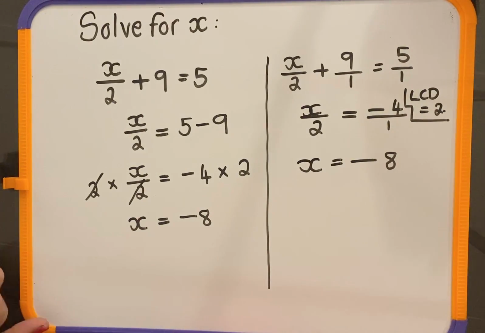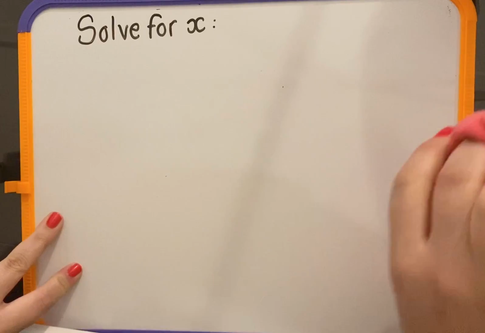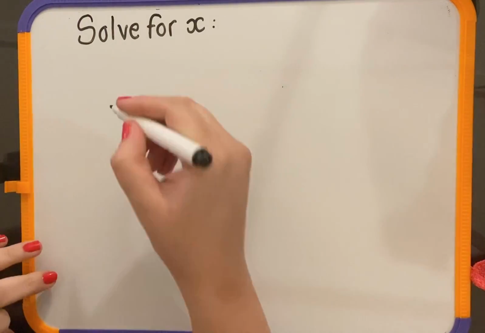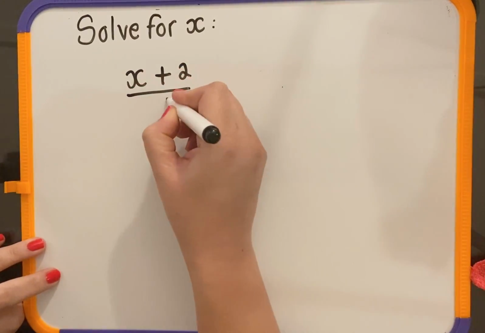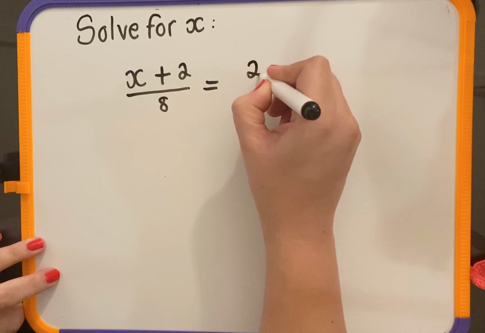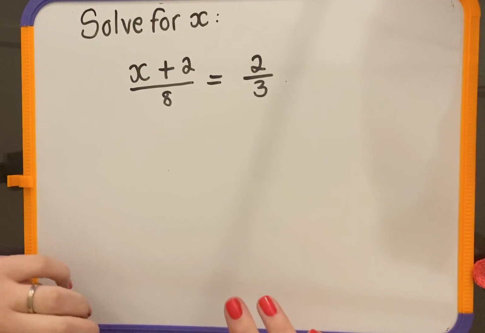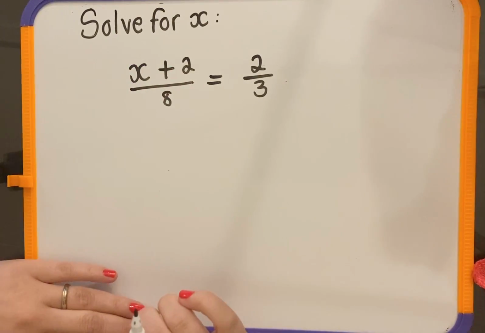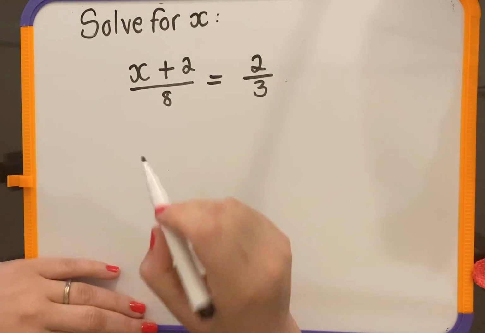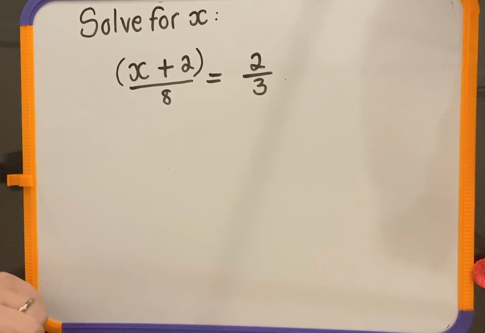Now let's get a little bit more complex. For example, if I ask you to solve an equation, x plus 2 over 8 equals 2 over 3. Now going back to algebraic expressions and simplifying algebraic fractions, remember, if we have a binomial in the numerator, what is the first thing we have to do? We always need to put brackets around a binomial.